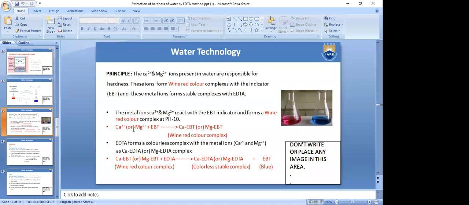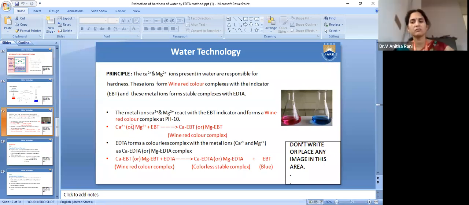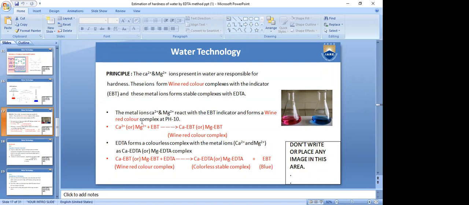Where is the calcium and magnesium present? Water. Where is the calcium and magnesium salts present? What you are taking in conical flask? Water, ma'am. Tap water. Okay. So tap water is containing salts. Calcium or magnesium salts.